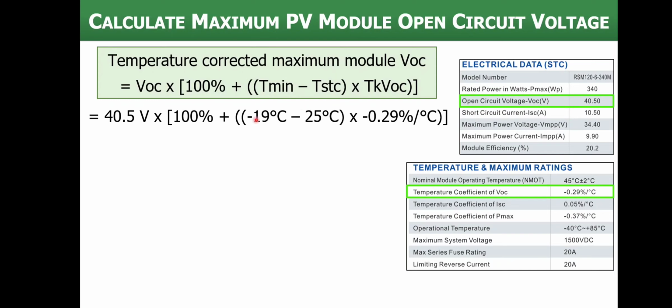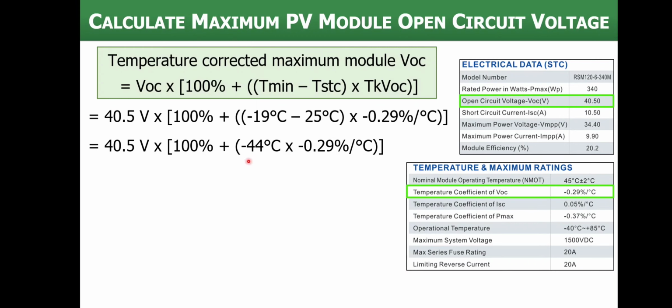This one is the negative 19 degrees C minus 25 degrees C. So if we do that calculation, we get negative 44 degrees C like we saw in the last slide. Then we'll stay with the innermost brackets, which are the negative 44 degrees C multiplied by the negative 0.29% per degree C, which we also saw in the last slide, gives us 12.76%. Finally, we're on our last set of brackets, 100% plus 12.76%.